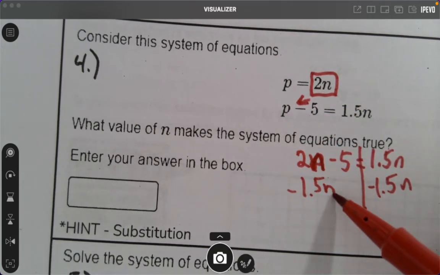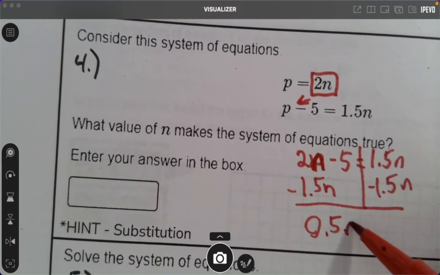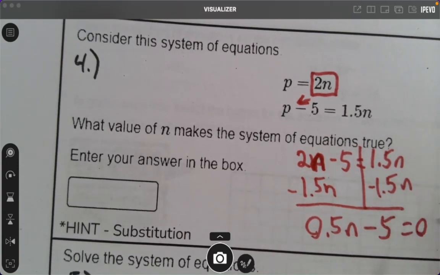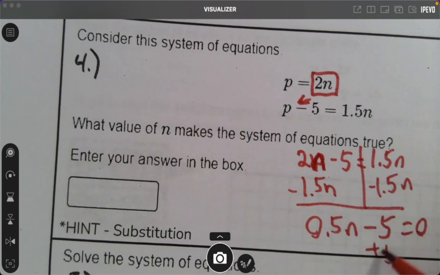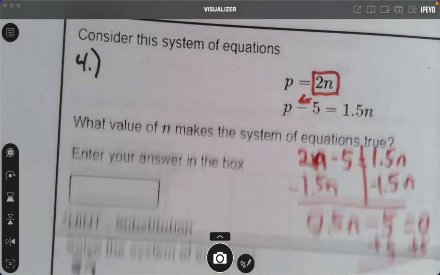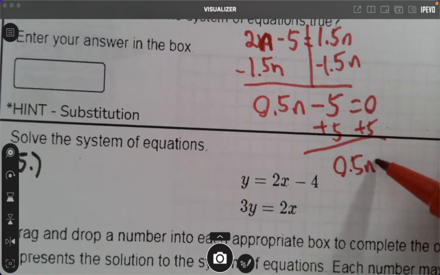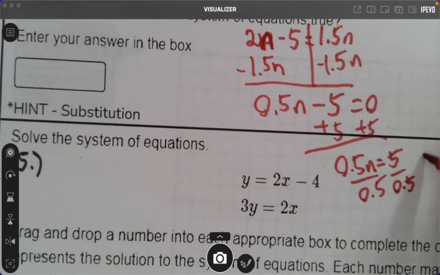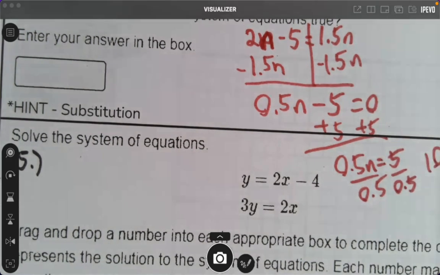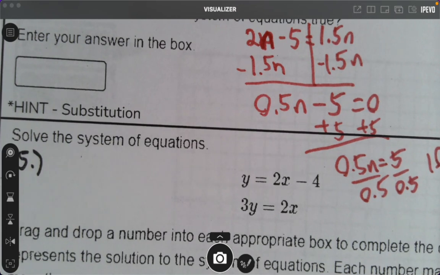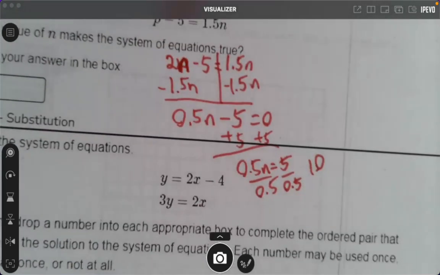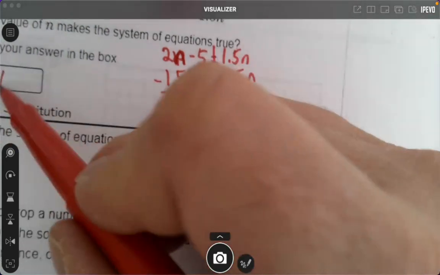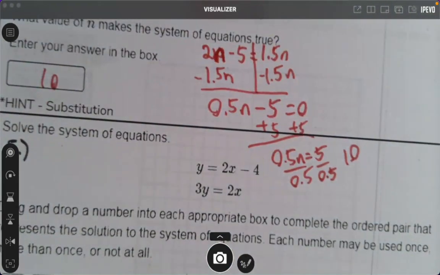So now I get 0.5n minus 5 equals 0. Add 5 to both sides. And then I get 0.5n equals 5. Divide by a half. And a half goes into 5 actually 10 times. So the solution here is that n is equal to 10. And just to double check my answer, I did get n equal to 10 there. So the answer there is 10. That was tricky. All right, let's go on to the next one.